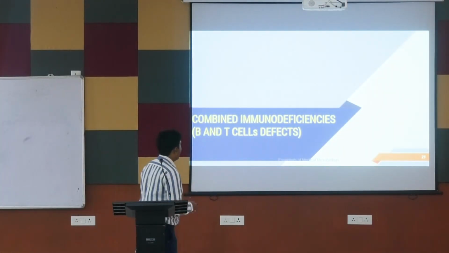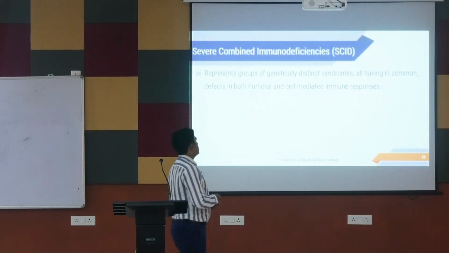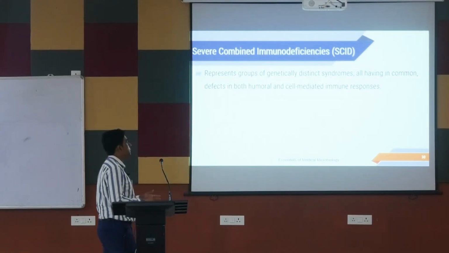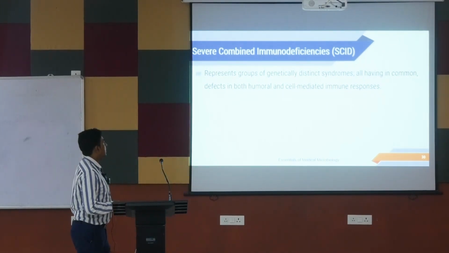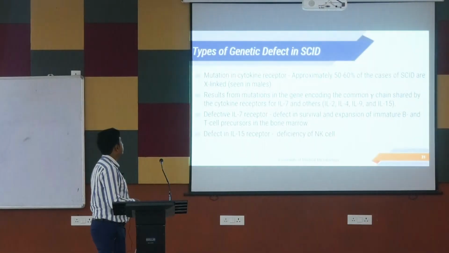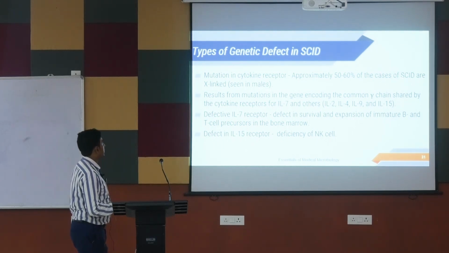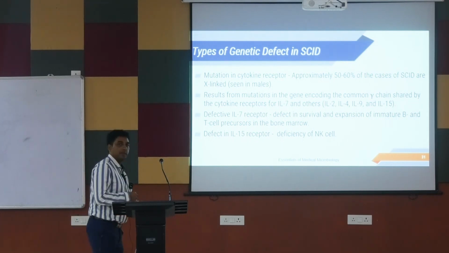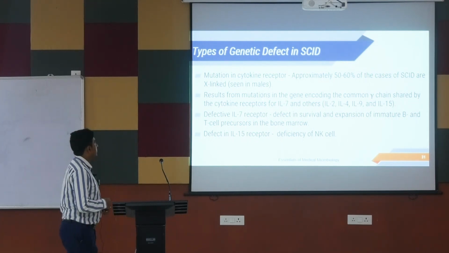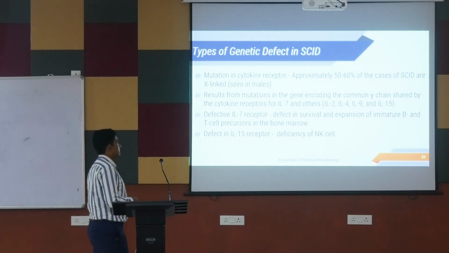Now coming on to combined immunodeficiencies of B cell and T cell defects. Severe combined immunodeficiency, what is it? This represents a group of genetically distinct syndromes, all having in common defects in both humoral and cell-mediated immune responses. Mutation in the cytokine receptor. Approximately 50 to 60% of severe combined immunodeficiency cases are X-linked. That means it occurs only in males. Results from mutation in the gene encoding the common gamma chain shared by the cytokine receptors for interleukin 7 and others.